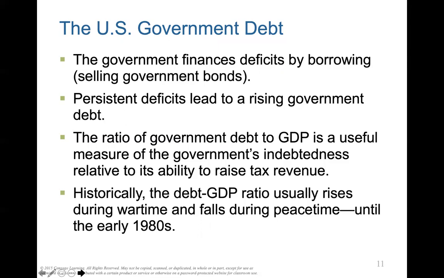A bond is basically a promissory note, right? An IOU. It's saying that we are going to be able to pay back at another time this amount of money. It could be a zero coupon bond, which is usually what the government does, where basically you buy it for $50 and it's worth $70 upon maturity. Persistent deficits raise the government debt. The debt is a combination of all the deficits put together.